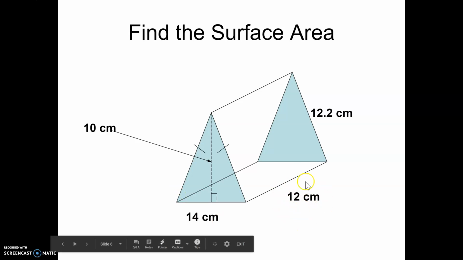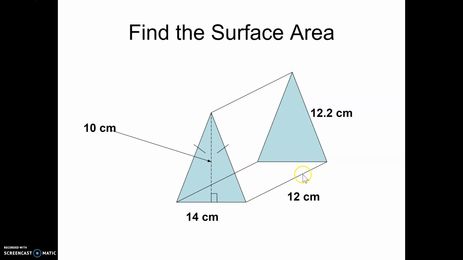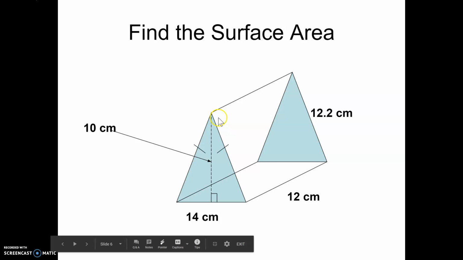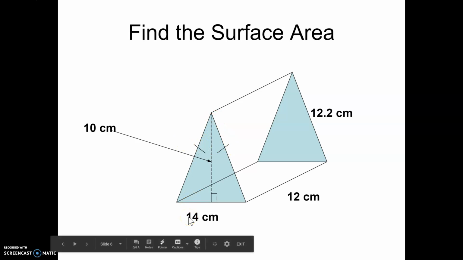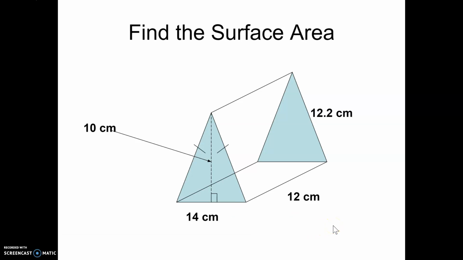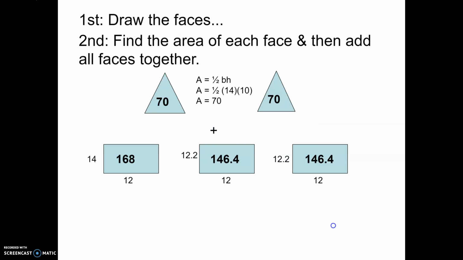Remember this number right here, this 12. Whatever's attached to this leg, it's the leg that has nothing to do with the triangle. Remember, that's going to be the base of all 3 of your rectangles. The heights of your rectangles are the 3 legs that make the triangle. So 2 would be 12.2, and then 1 would be 14. If you need to hit pause and draw this, or at least draw the 2 triangles and 3 rectangles as a face, I'm going to move on.